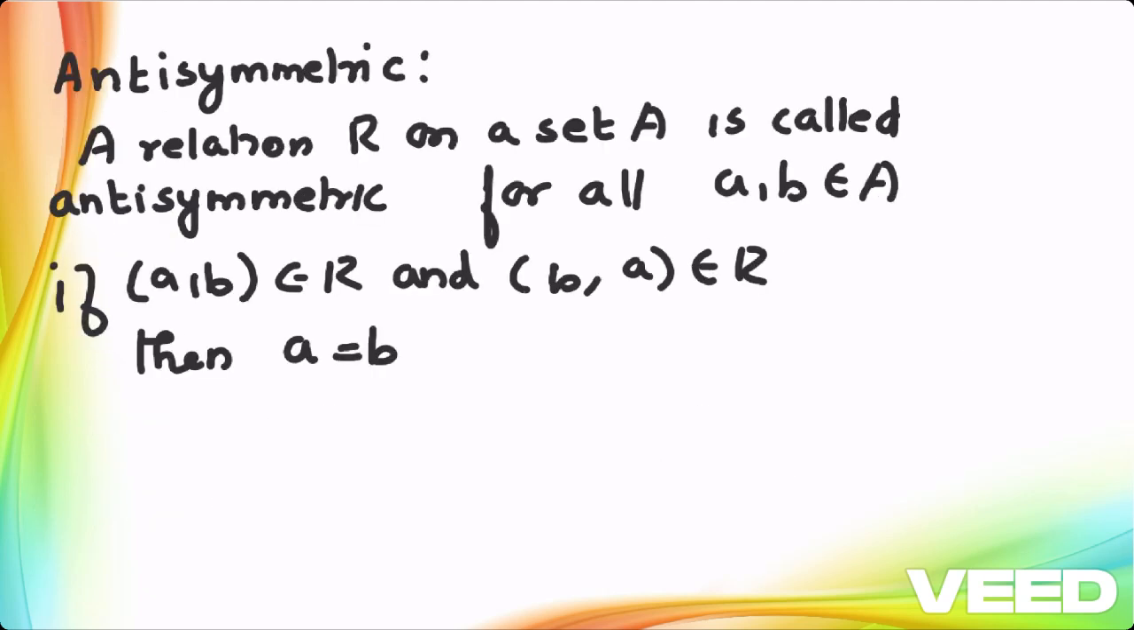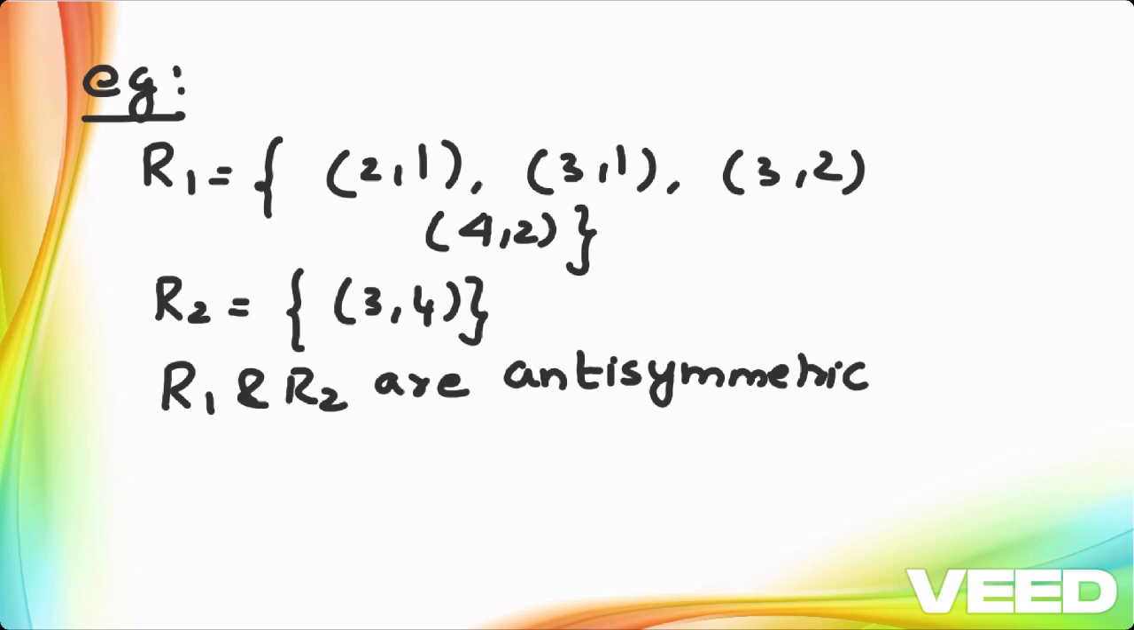Next property is antisymmetric. A relation R on the set A is called antisymmetric if, for all a, b belonging to set A, if (a, b) belongs to R and (b, a) belongs to R, then a equals b. We can give an example for antisymmetric. R1 equal to {(2, 1), (3, 1), (3, 2), (4, 2)}. R2 consists of the ordered pair (3, 4). Here both R1 and R2 are antisymmetric.